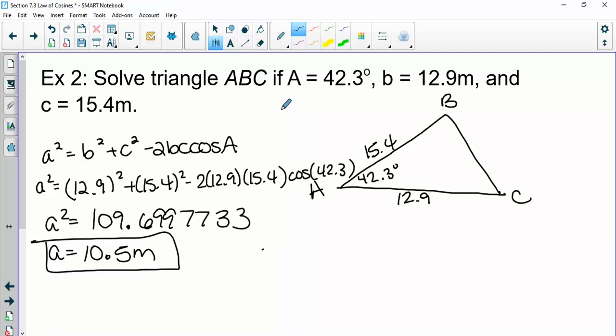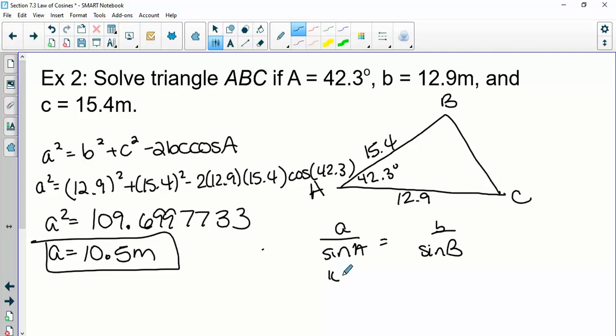if I'm asking you to find everything, now we could do law of sines. We probably don't want to do law of cosines anymore. You want to do law of cosines if you're looking for a side. It's a faster one, but if you're looking for an angle, law of sines is going to be easier. So if I wanted angle B, for instance, we could do A over sine A equals B over sine B.